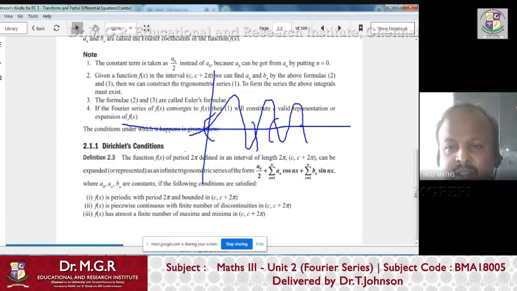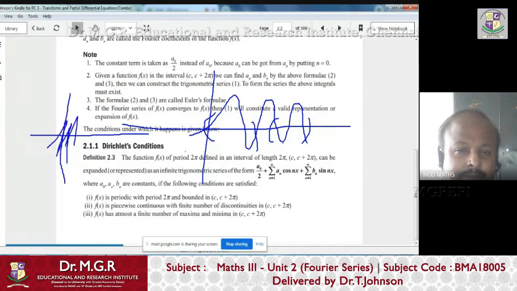It is always possible: if you take this interval, in this interval this is the lowest value, this is the highest value. These are called local maxima and minima. So if maxima and minima are there like this, then no problem. But it should not be infinite. What does infinite mean? Suppose a function is like this. It keeps going up and down, up and down, up and down.